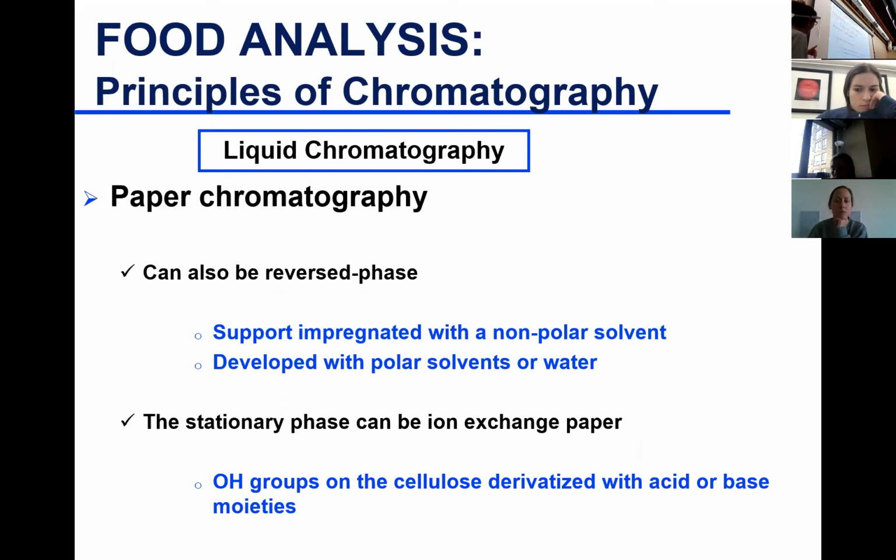Paper chromatography can also be reverse phased. As I said, you can impregnate with water or you can impregnate with an organic solvent and develop with water. So reverse phase is basically your stationary phase becomes nonpolar and your mobile phase becomes polar.